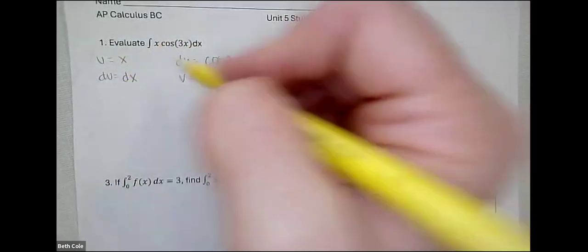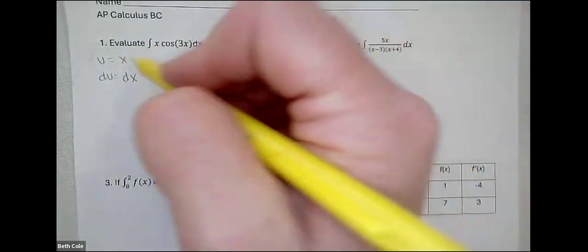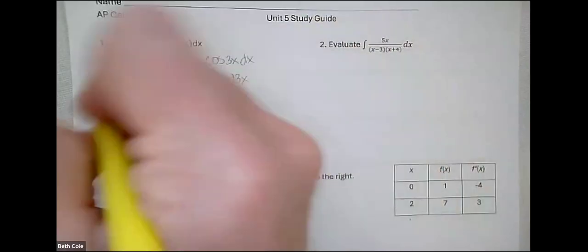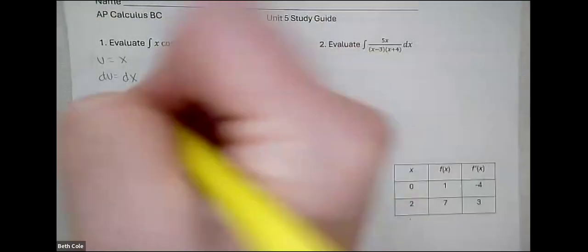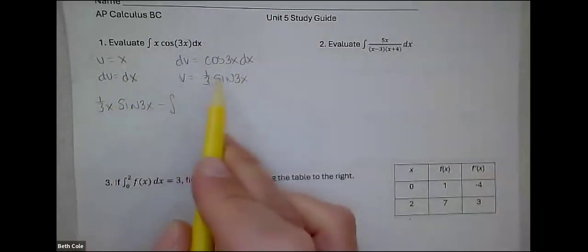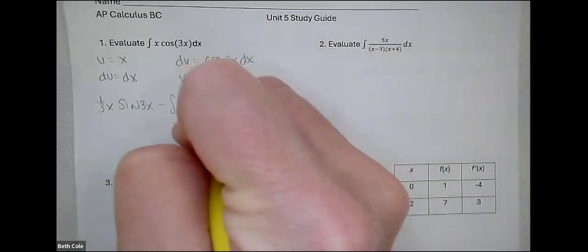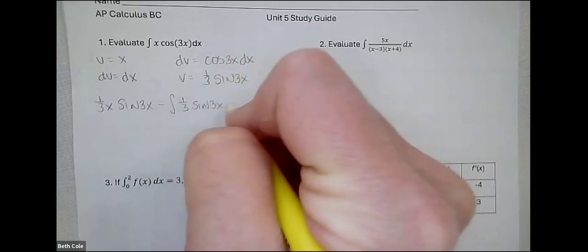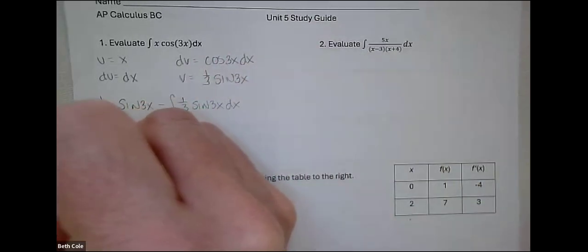So then, if you write it this way every single time, it's going to turn out the same way. We're going to multiply across this diagonal. So 1/3 x sine 3x minus integral of the bottom part. So 1/3 sine 3x dx. First part stays.